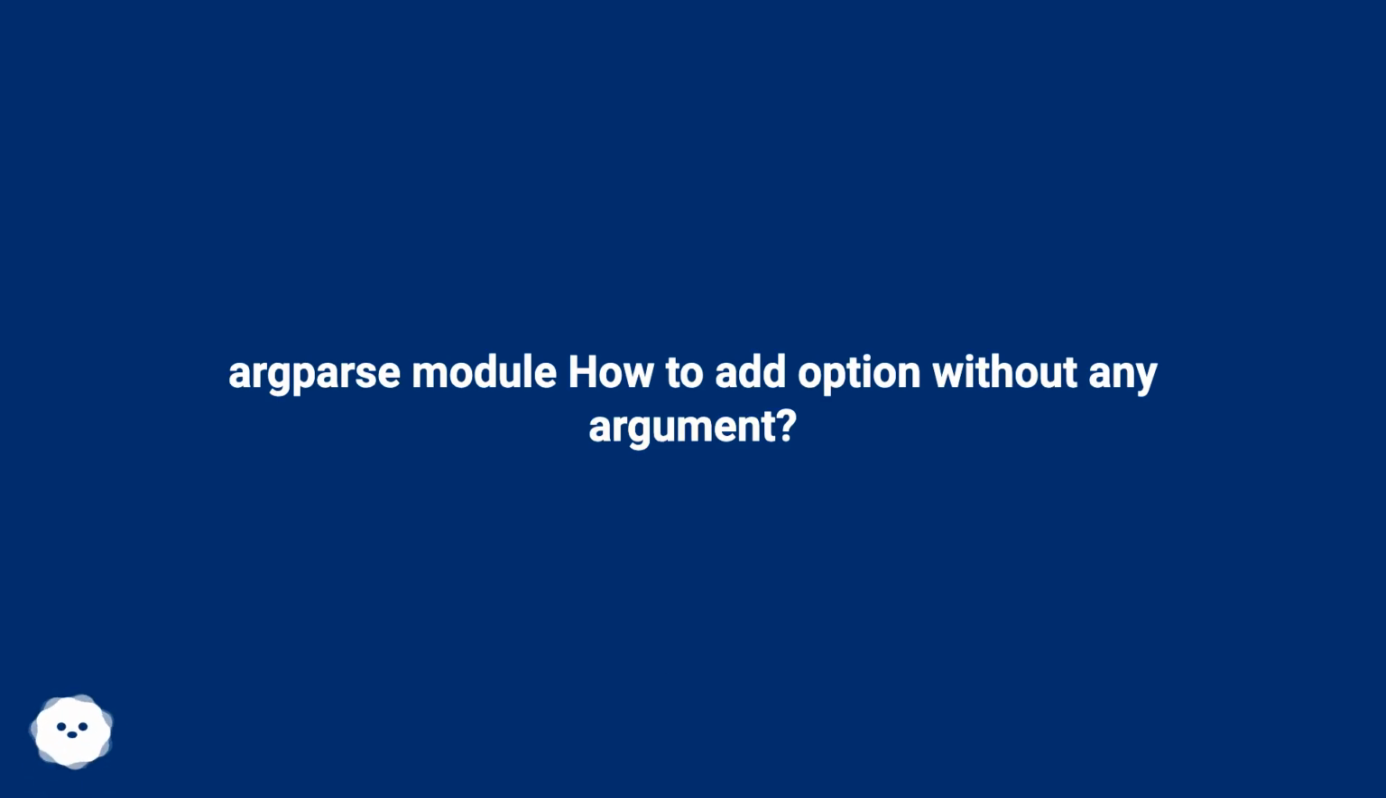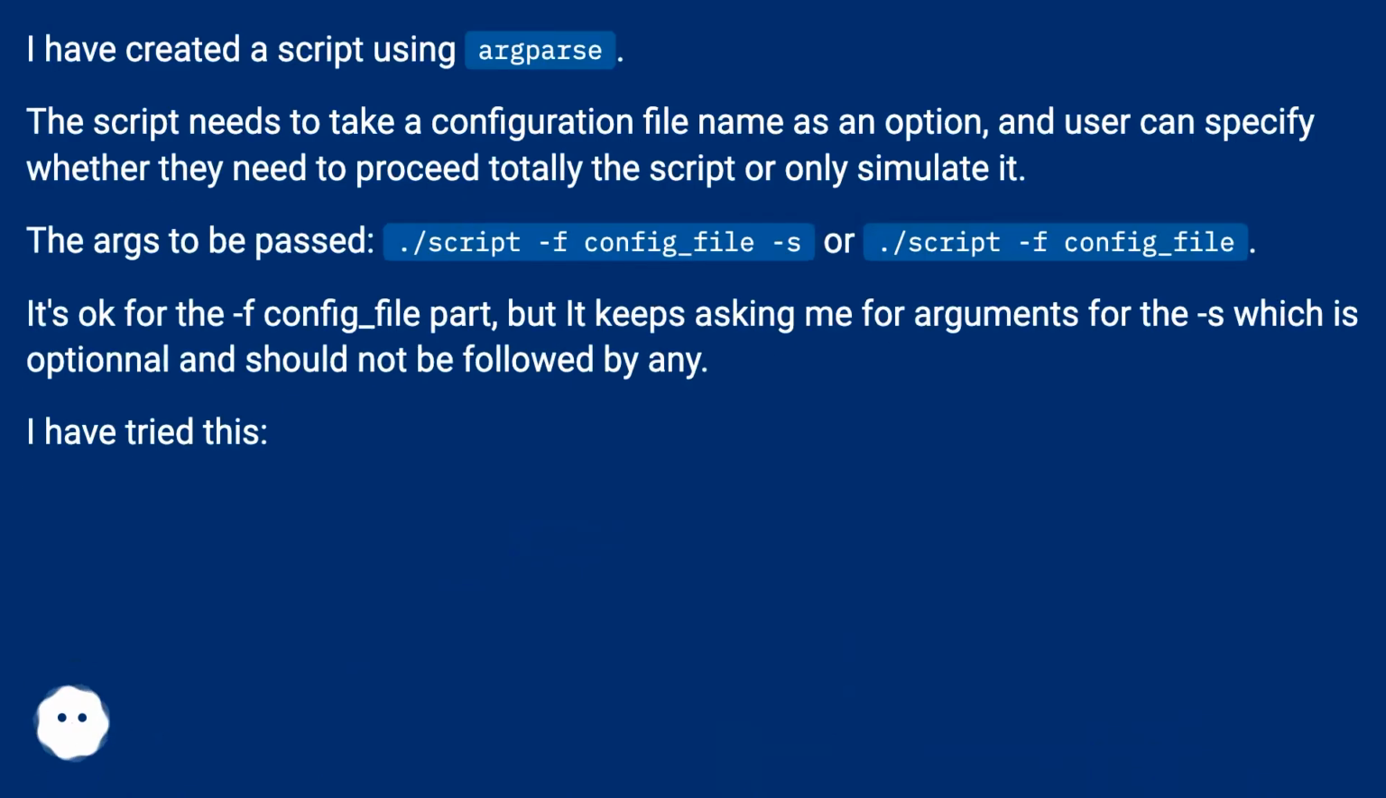Argparse module. How to add an option without any argument. I have created a script using argparse.